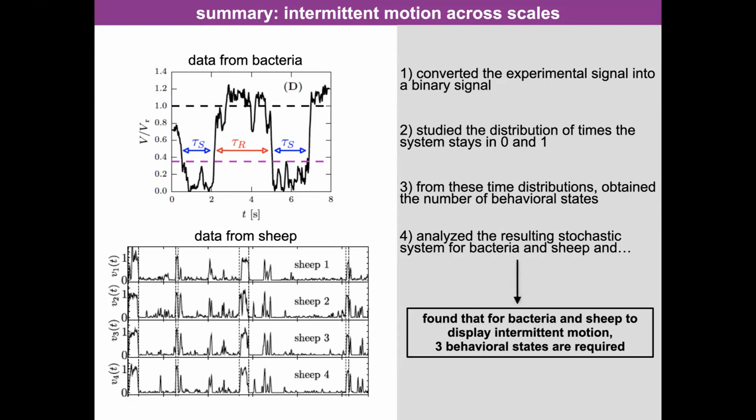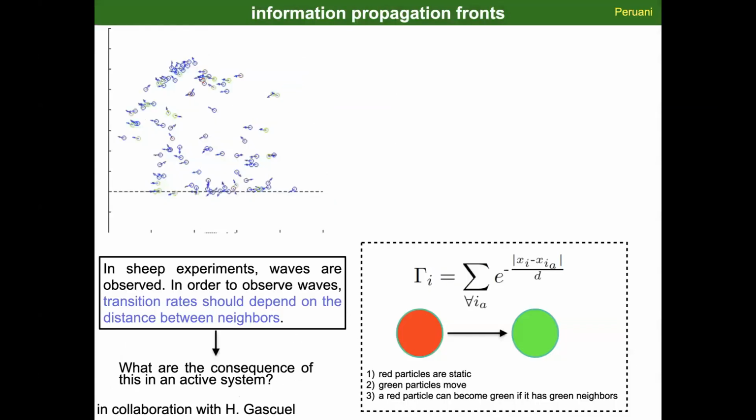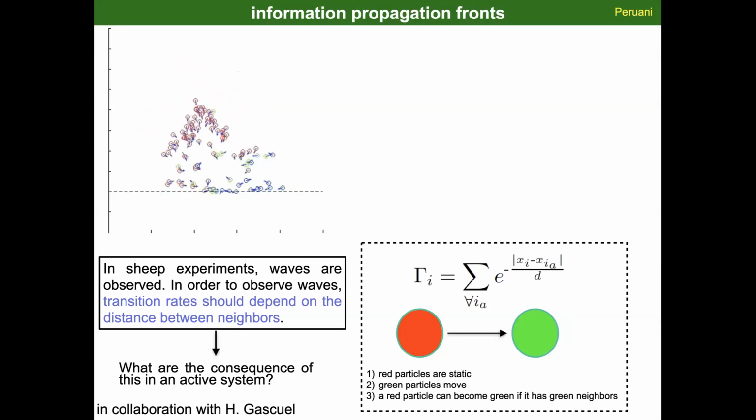Okay, now I go to the last part. I think I have very few minutes to tell you. Now, this is an experiment with sheep. And if you look at the experiment with sheep, hope that you see this. Basically, this is a larger group. It's not 4 sheep, but rather 100. And then what you see here is that in the experiments, there are waves.